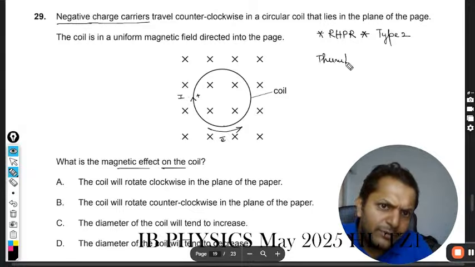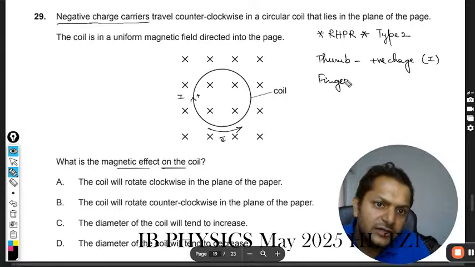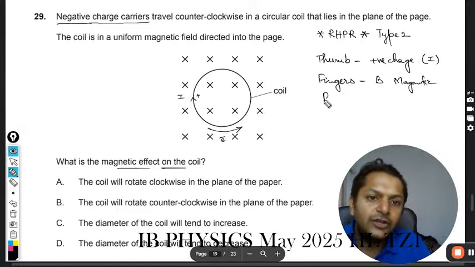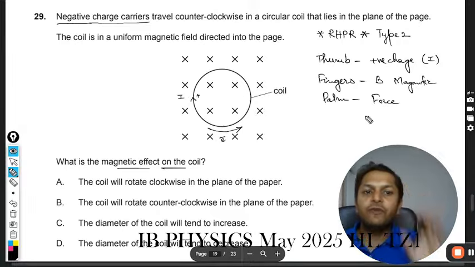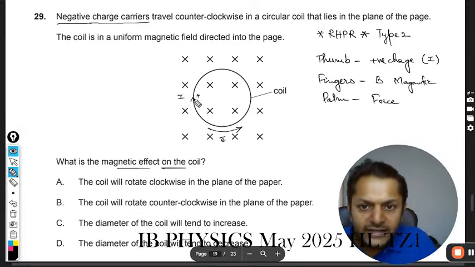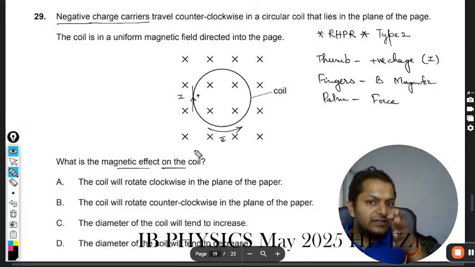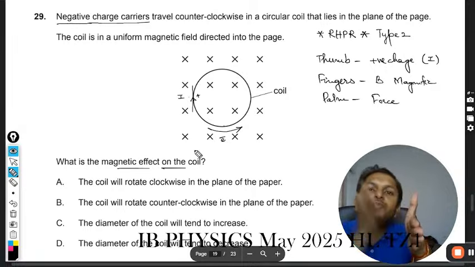Your thumb will be pointing towards the direction of the positive charge, or you can say the direction of the current, and your fingers will be pointing towards the direction of the magnetic field, and your palm will give you the direction of the force which is acting on the wire at that point. So let's say we're talking about this point here, and the current is going in the upward direction, and the magnetic field is into the page. So I can just go like this. The fingers are pointing into the page and the thumb is pointing in the upward direction.